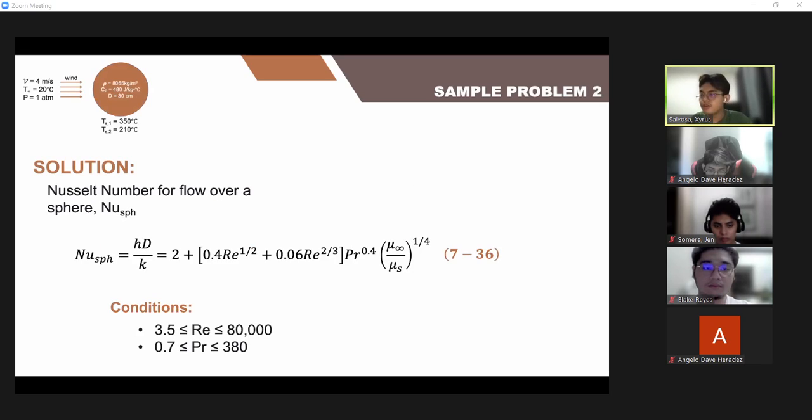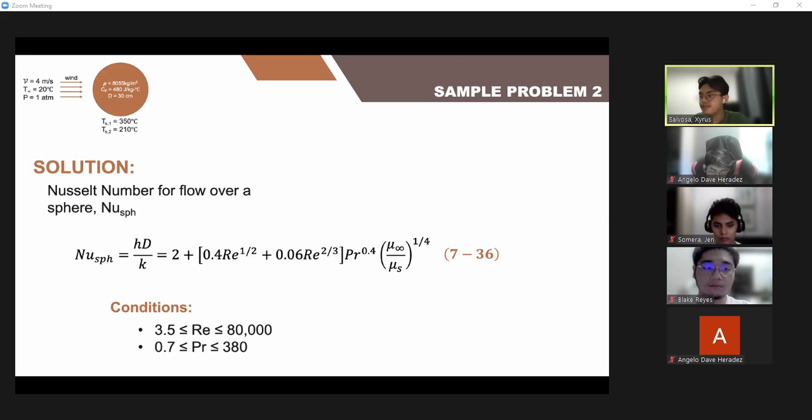Next, we solve for the Nusselt number for cross flow over the sphere. We can use equation 7-36 from Cengel in order to calculate this. For this equation to be valid, the following conditions must be met. First, the Reynolds number must be in between the values of 3.5 and 80,000. Since our Reynolds number is 79,156, this condition is satisfied.